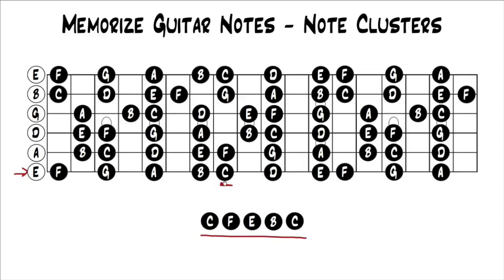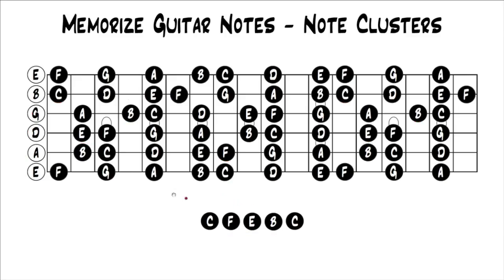So I'd start here on C, because that's my first note. Then I'd go to the next string and find F, which would be right here. Then I go to the next string and find E, which would be right here or right here. It doesn't matter which one you choose. Then I go to the next string and find B, which would be right here, or if you can reach, it could be up here. Then I go to the next string and find C, which would be right here or right here.